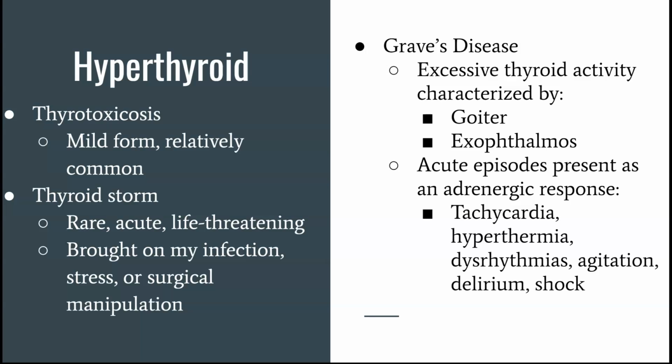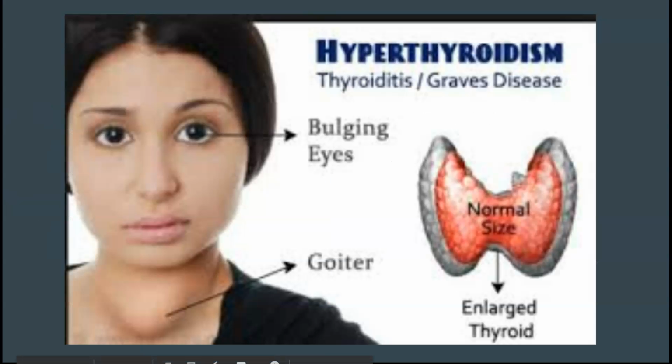It causes exophthalmos, which is like buggy eyes, and a goiter, which is that big old bulge in the lower neck. So you have bulging eyes, which this is not exactly the best description of what the bulging eyes look like. But the goiter is the thyroid becoming enlarged in the neck itself.